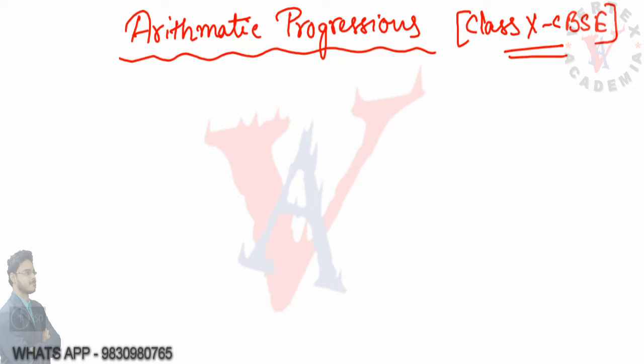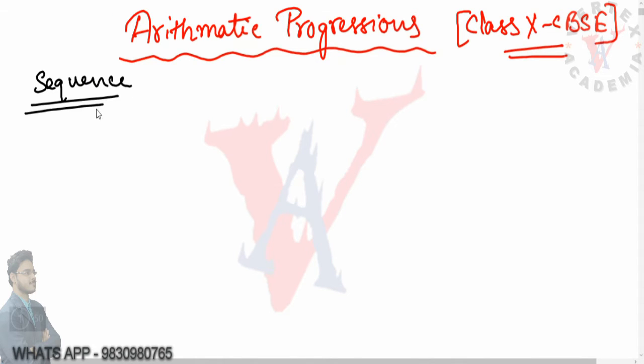Today we will be starting arithmetic progression (AP) for class 10 CBSE. Other board students may also follow this because the concept is the same. Before directly jumping into arithmetic progressions, let us first discuss what a sequence is and what a series is. So let us first discuss sequence. So what is a sequence?